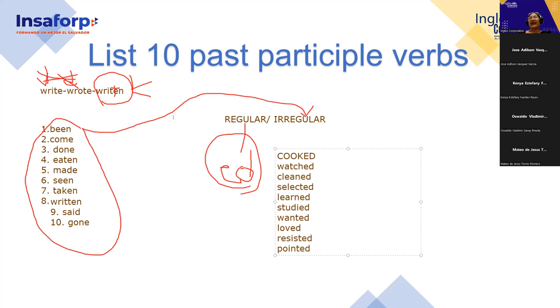Okay, so I have in this moment two different lists. I have 20 verbs, but I have 10 regulars and 10 irregulars. But all of them are in past participle tense. For example, form. How am I going to know that this is past participle and not simple past?